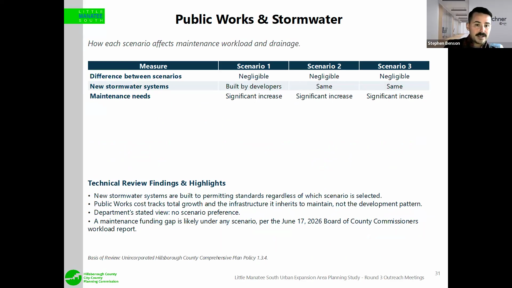Looking at public works and stormwater, the technical review findings noted that there really was negligible difference at this point in time between each of the scenarios. All three would significantly increase maintenance needs, and the new stormwater systems required would be built according to adopted technical standards. The maintenance funding gap as well was mentioned. There is currently a maintenance funding gap, and it is likely to increase under any scenario. And this aligns with the presentation given to the Board of County Commissioners on June 17th.